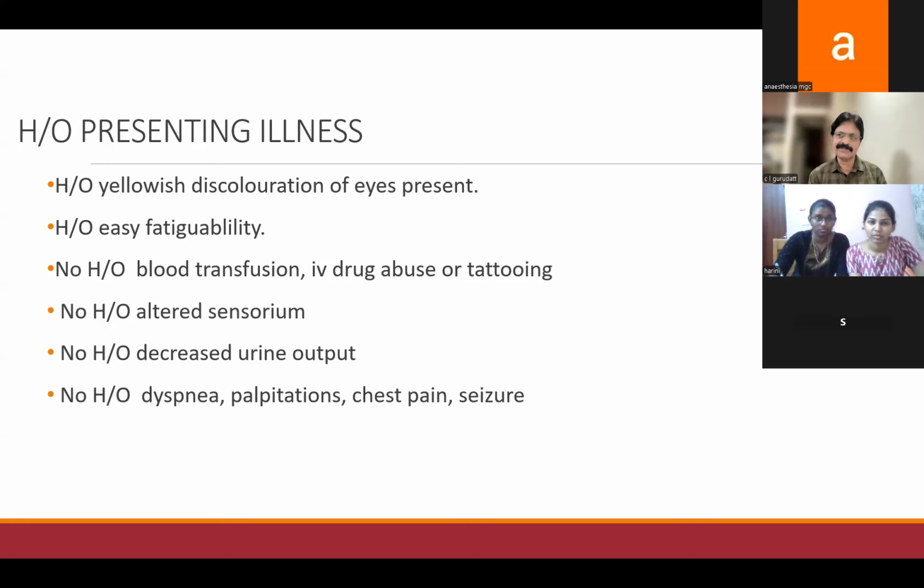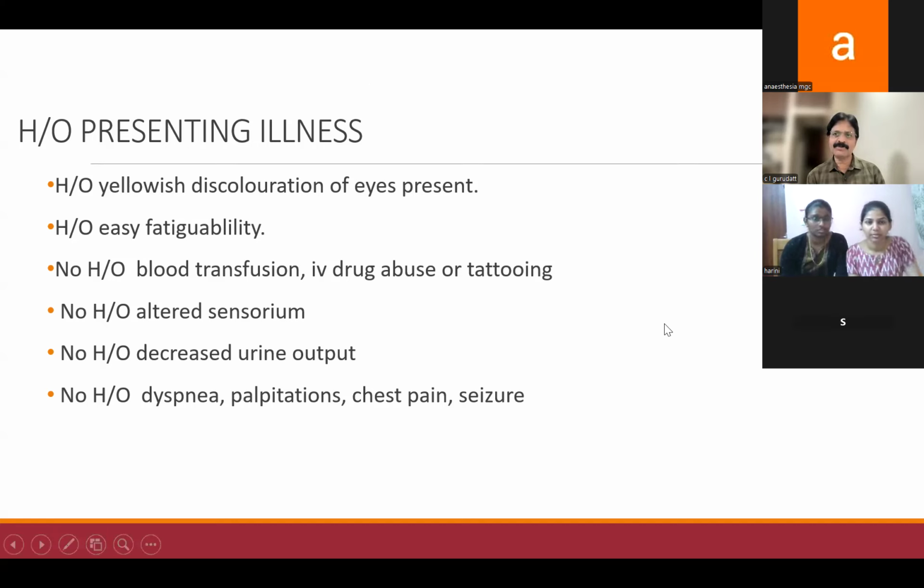Many times you must have seen, when you have patients with severe injuries, especially multiple fractures, and you do a liver function test, invariably the bilirubin will be raised. And we'll come to that, what kind of bilirubin will be raised. But here in the history itself, it is very important to rule out hemolytic anemia and pre-hepatic jaundice.